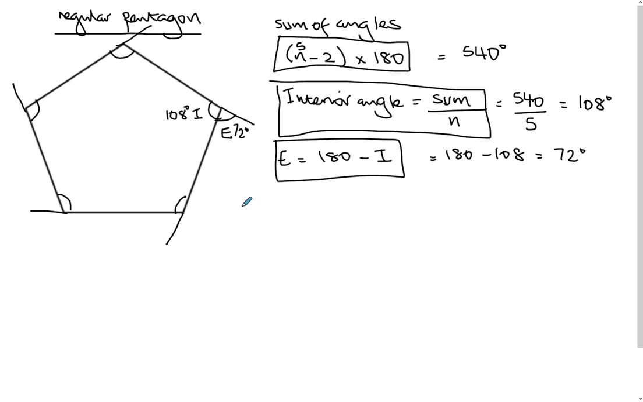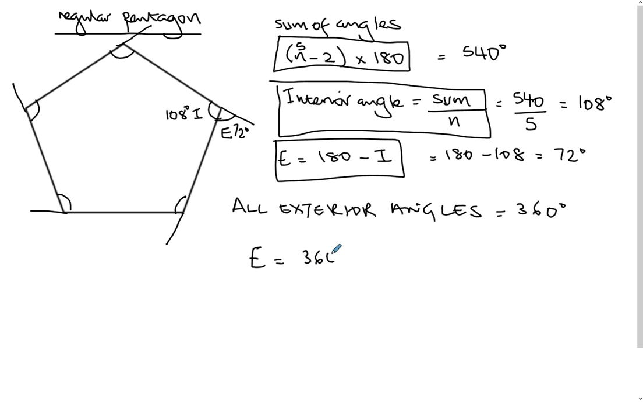The other thing you need to know is all exterior angles add up to 360. So my favorite formula is the exterior angle is 360 divided by your number of sides, which is 360 divided by 5, which gives you 72. So can you see that's exactly the same?